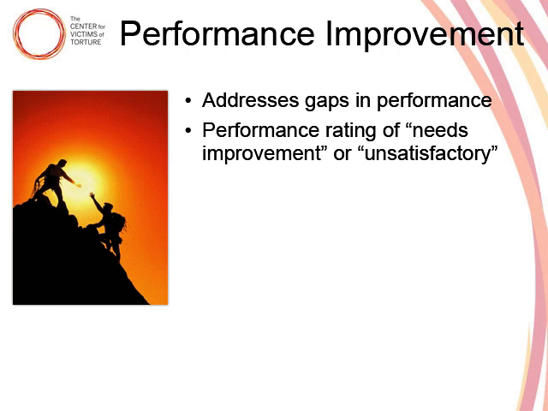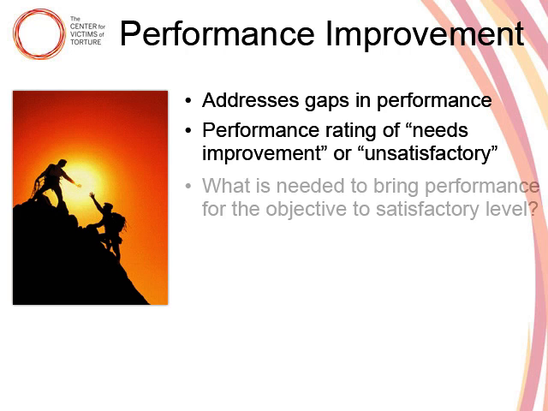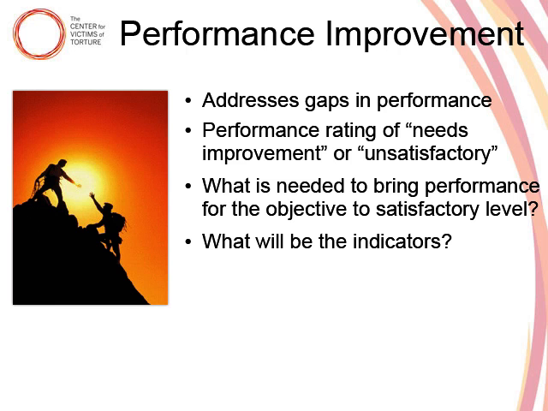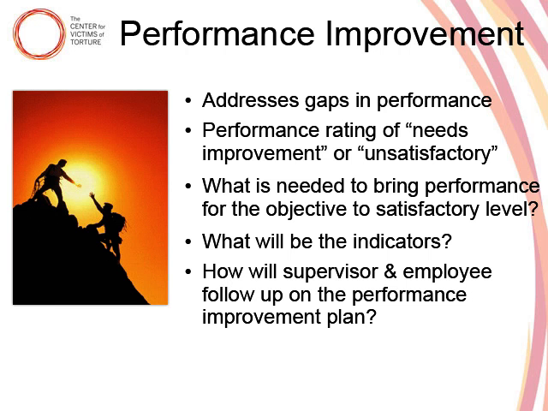The employee and the supervisor work together to determine what is needed to bring the employee's performance up to a satisfactory level on that measure or objective. They set a plan for what actions the employee, and if necessary the supervisor, will take to reach that level, and reiterate what evidence or indicators they will use to measure the performance. The supervisor and employee also determine a schedule and plan for how they will follow up on the performance improvement plan to ensure that the objectives are being met.